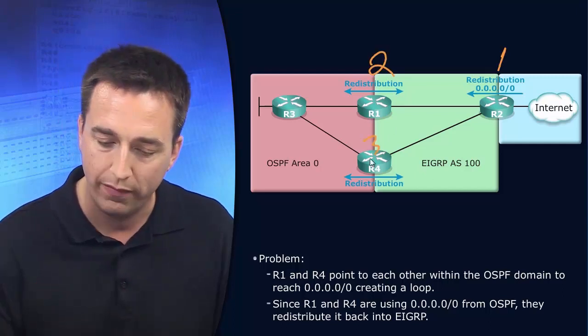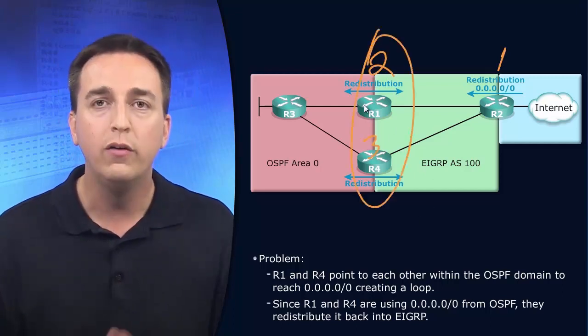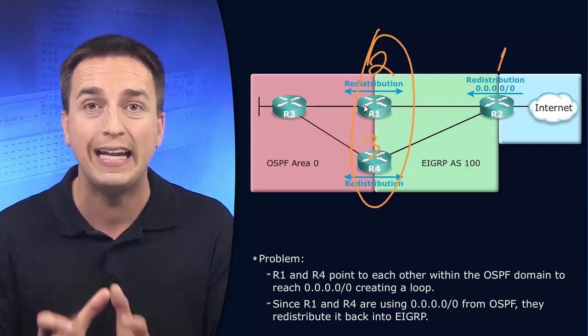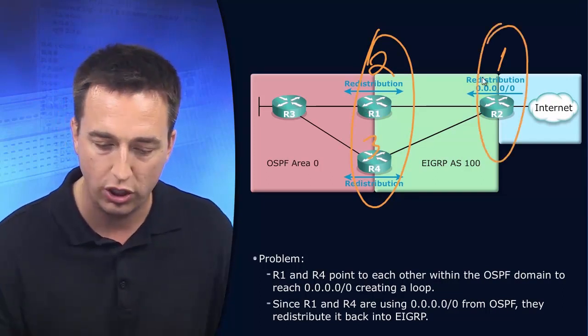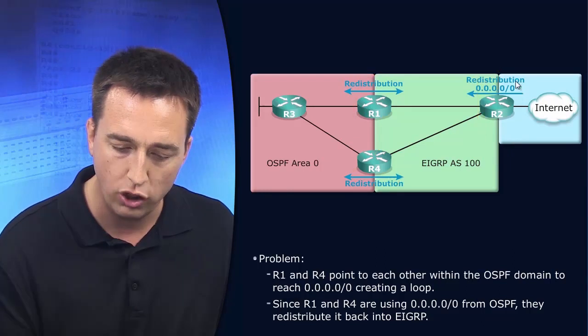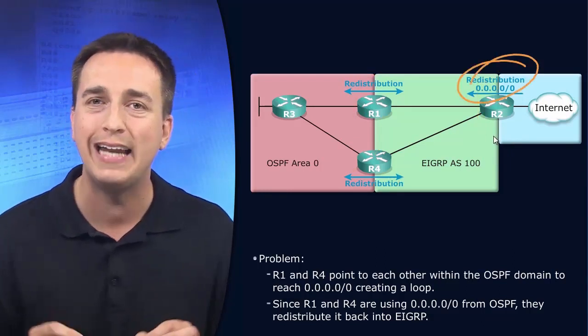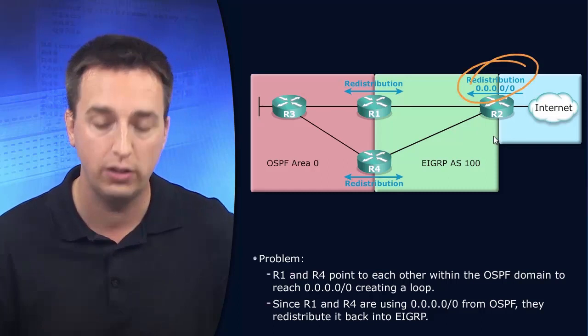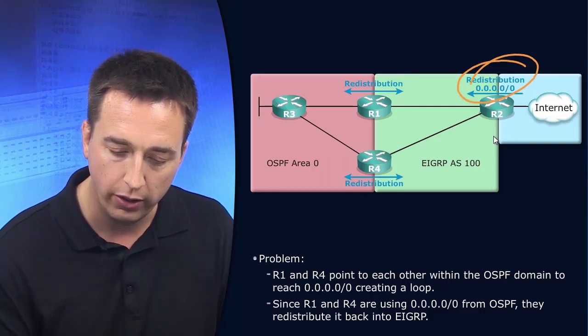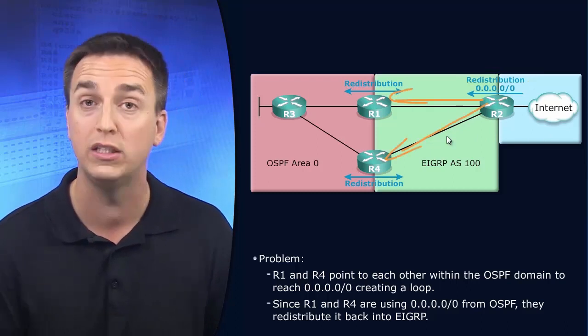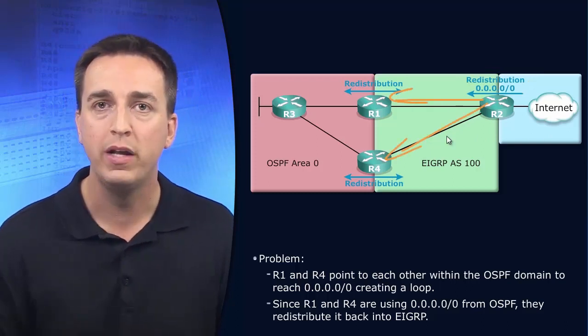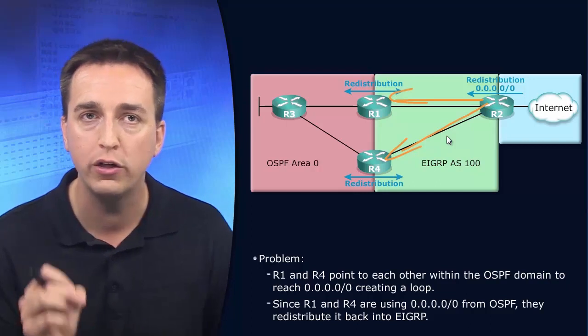So we are bringing in this default route from our static configuration on R2. The static route is being redistributed into EIGRP. When R1 and R4 learn about this static default route that was redistributed into EIGRP, it is going to be learned as what? An external EIGRP route with an administrative distance of 170. That's what R1 and R4 are going to see.